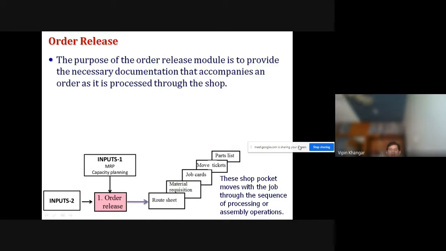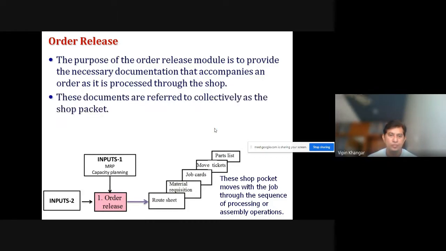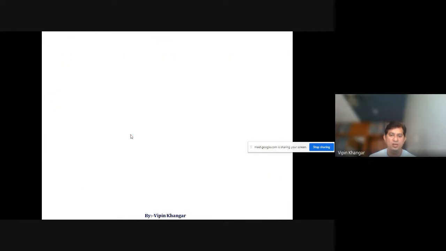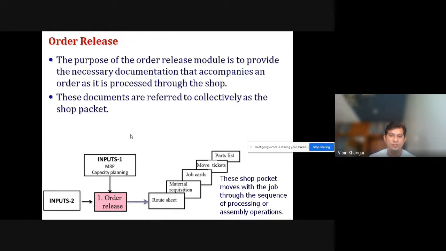So basically, these are the kinds of orders that are being issued. These documents are referred to collectively as the shop packet. So basically, these are known as the shop packet. See here, you can just check the order release. This is a part of that main diagram.